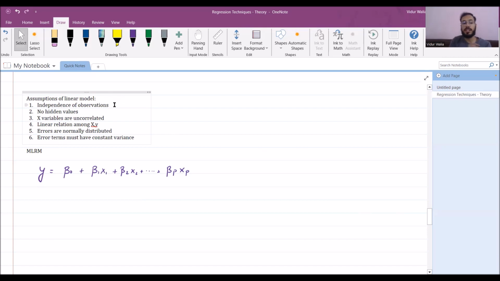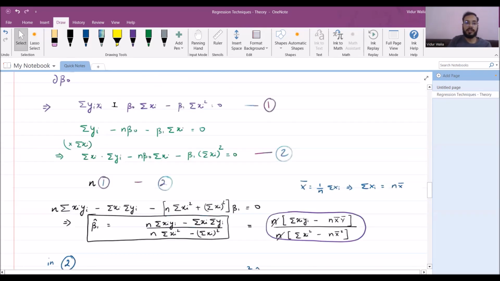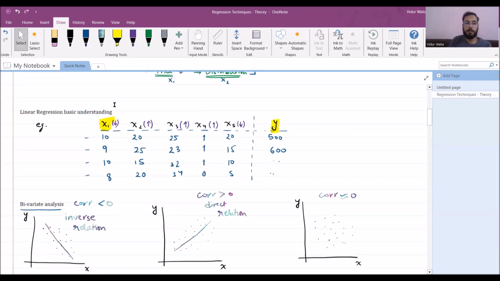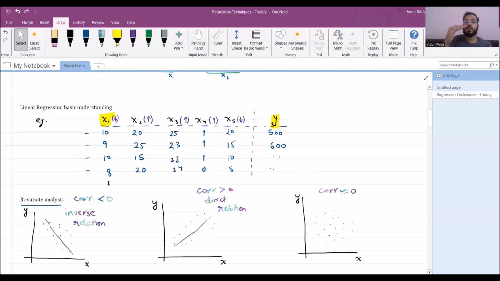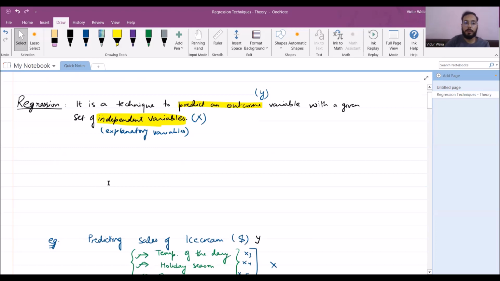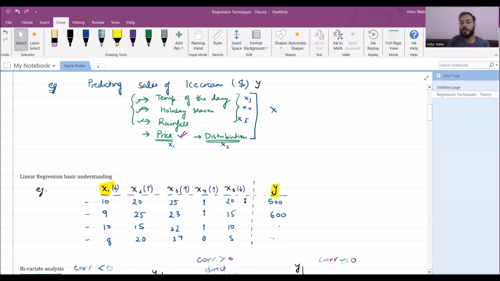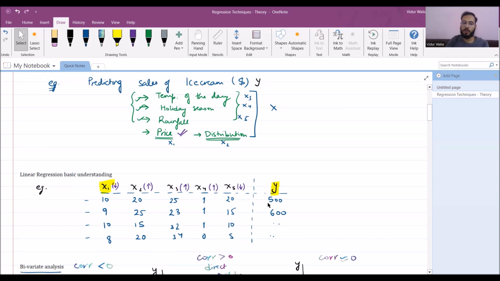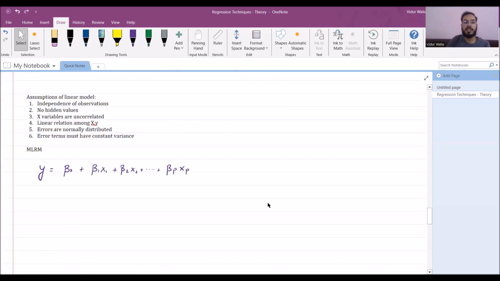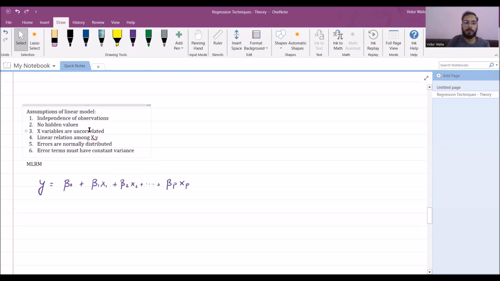Independence of observations. It means that, for example, if we have number of days over here, we should have these days independent of each other. We cannot be having some related values because we are calling them independent variables, right? These variables together are able to predict the y variables which are over here. So these observations need to be independent of each other.